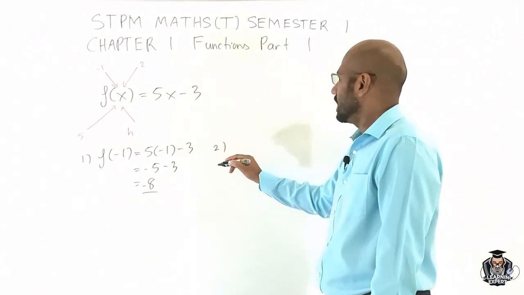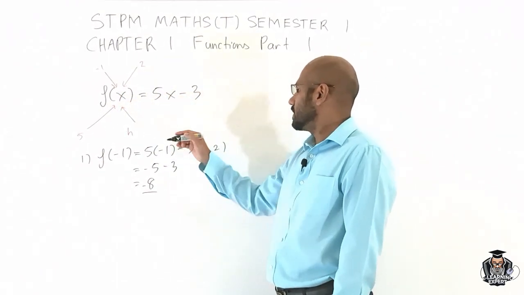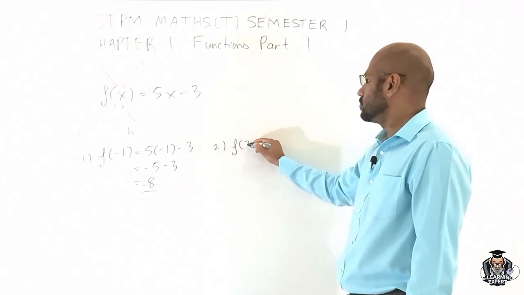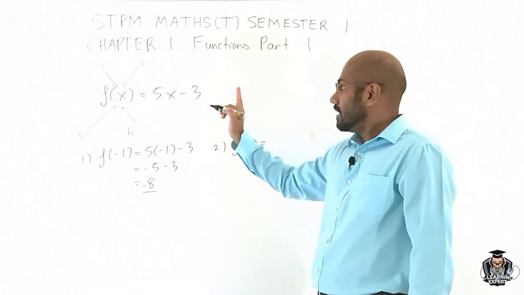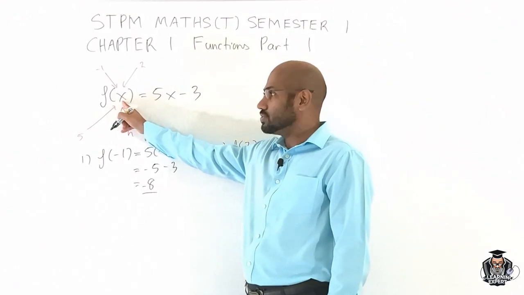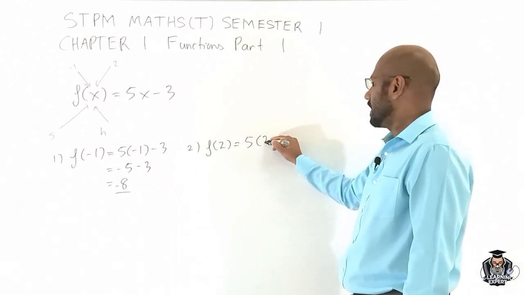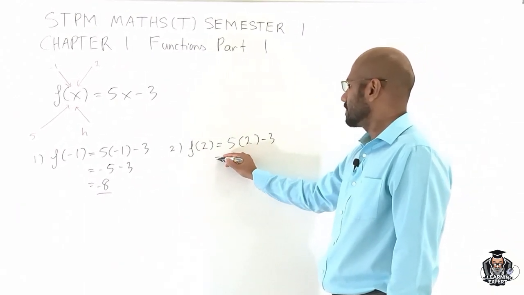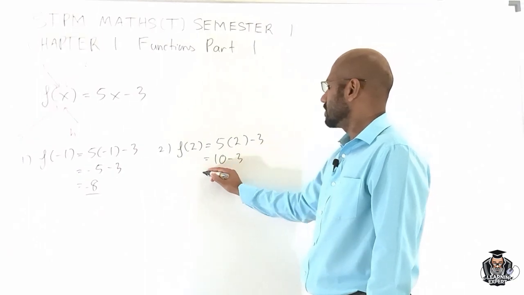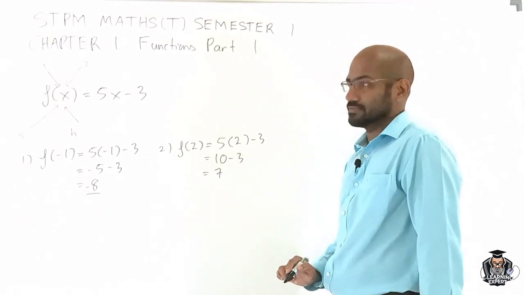Number 2, let's say we change x to become 2. So I have f of 2 now in the bracket. As this changes to 2, this also changes to become 2. So we have 5 times 2 minus 3, giving us 10 minus 3, and we have 7 over here.